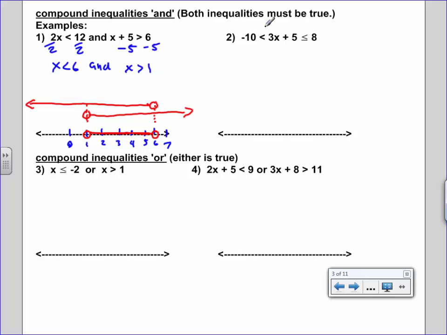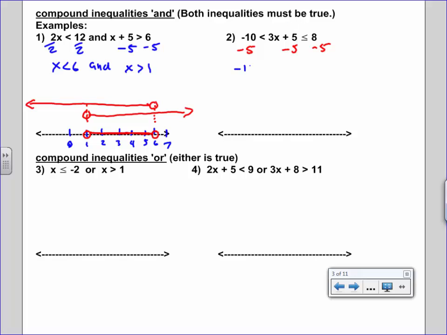Also, when they put a problem in this form here where you just have an x in the middle, this is also an and problem. You could actually rewrite this as two separate inequalities. Here we're just going to go ahead and get x by itself in the middle. Now the first step would be to subtract 5. If I subtract 5 there, I have to go over here and subtract 5 and go here and subtract 5.